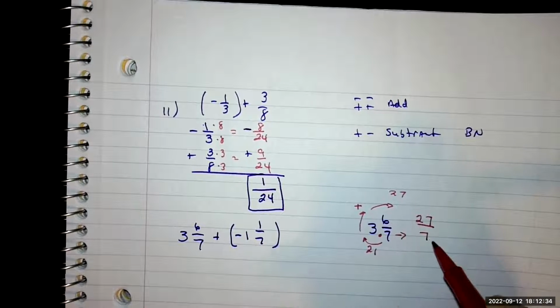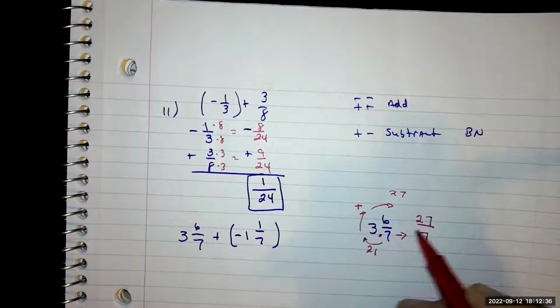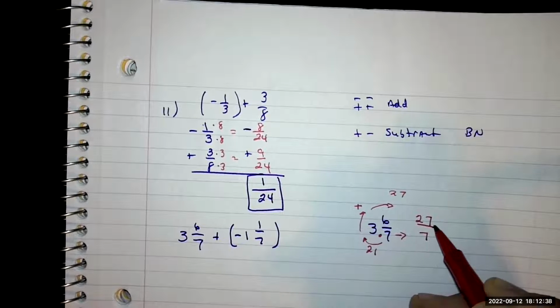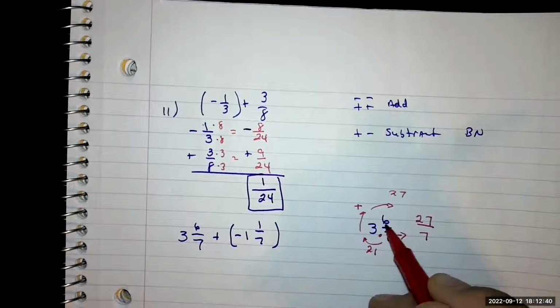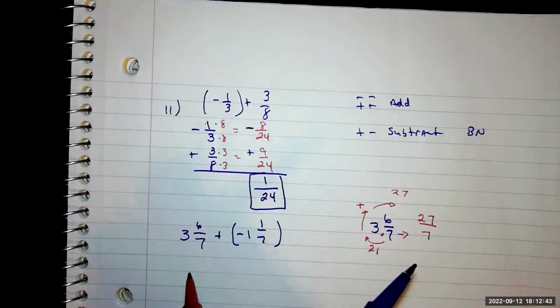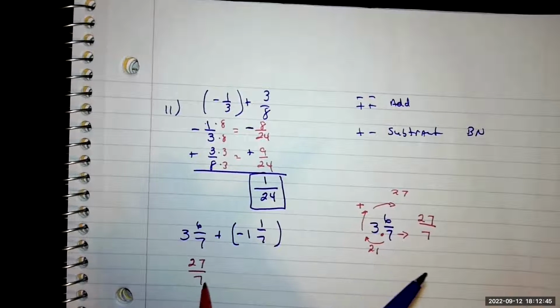Now watch, we could do that. We just go back like we're changing it. 7 goes into 27 3 times. That gives me 21. 21 from 27 is 6. So I'd have 6 left over. So we're going to go ahead and say this is 27 over 7.